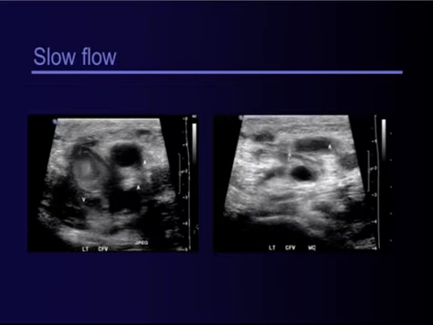I mentioned before that the normal criteria for a vein is an anechoic lumen, but in this case there are echoes within this vein, simulating the presence of thrombus. On the compression view you can see that the vein is completely compressible, which excludes the diagnosis of thrombosis. This increased echogenicity is related to rouleau formation and again can be seen with slow flow.